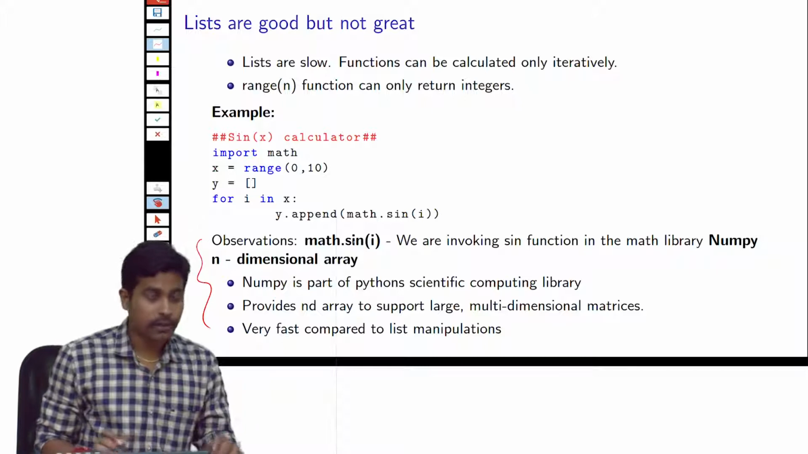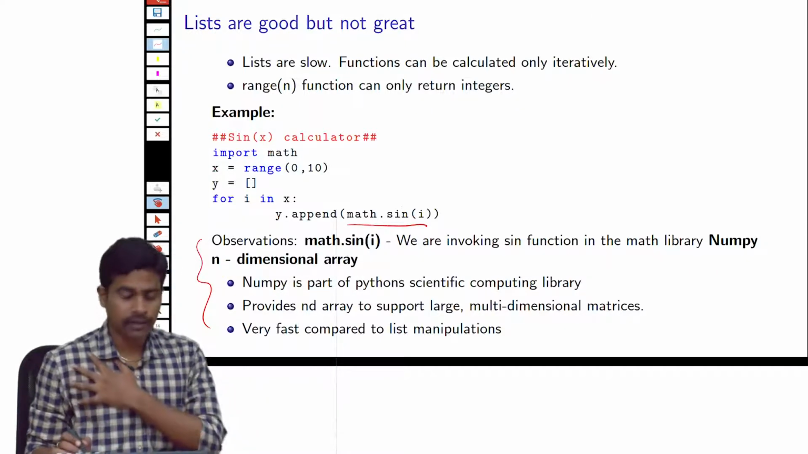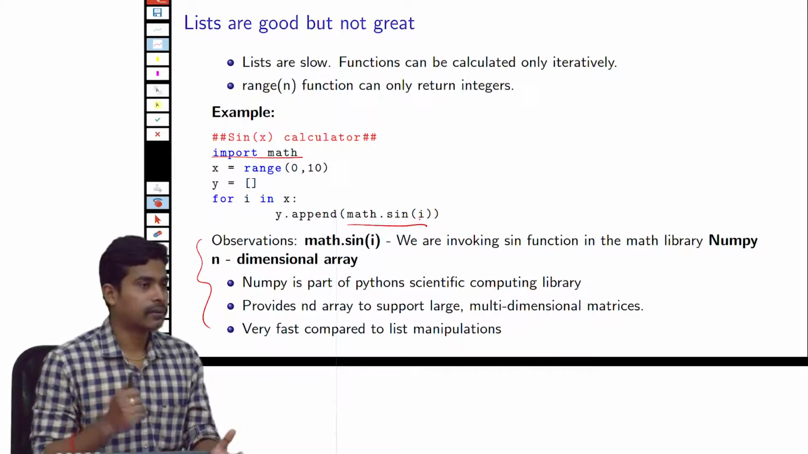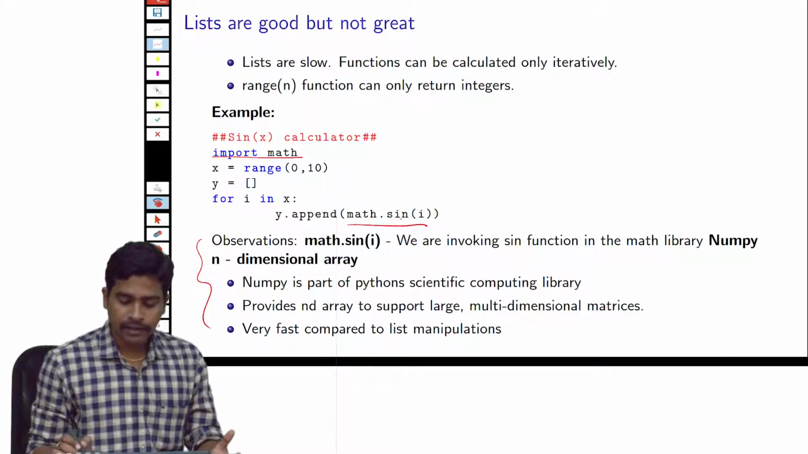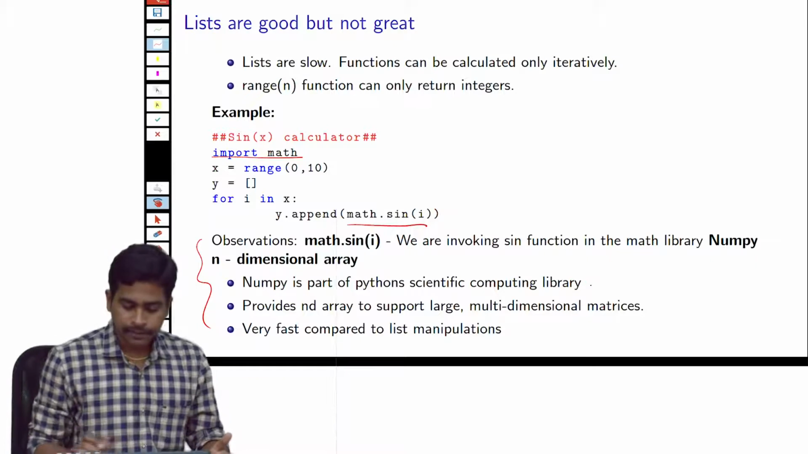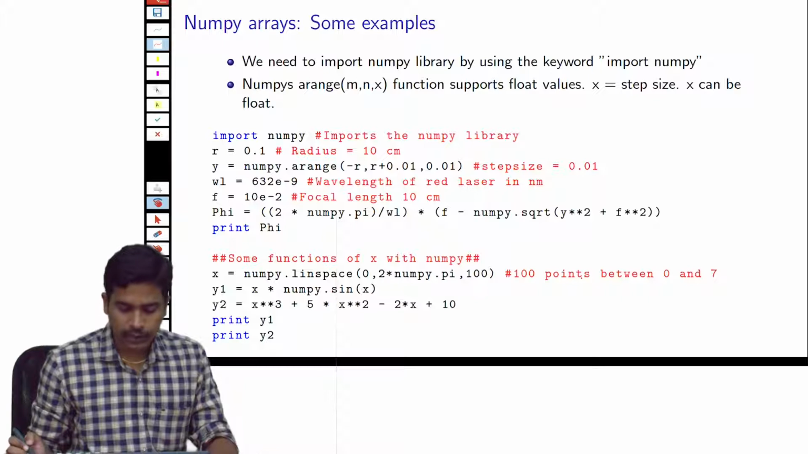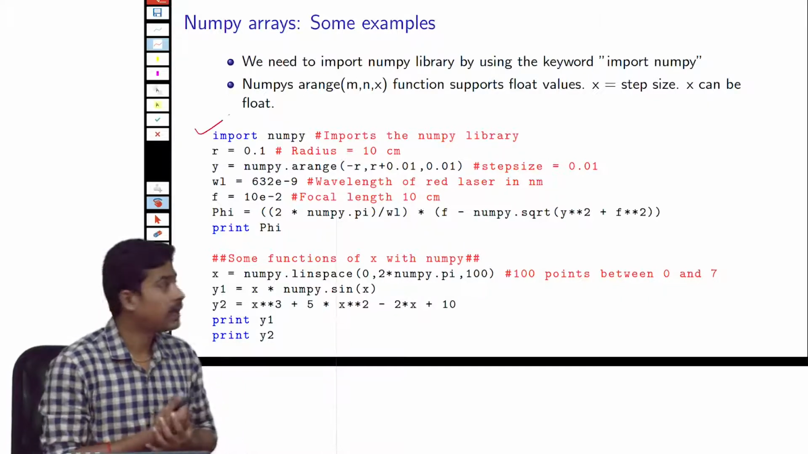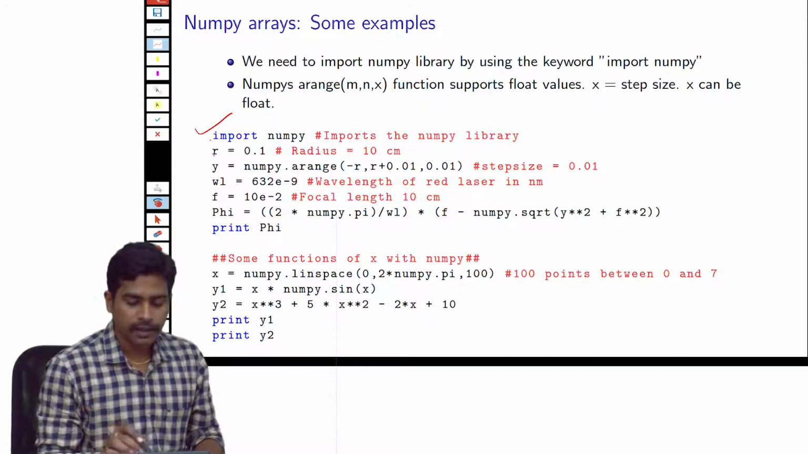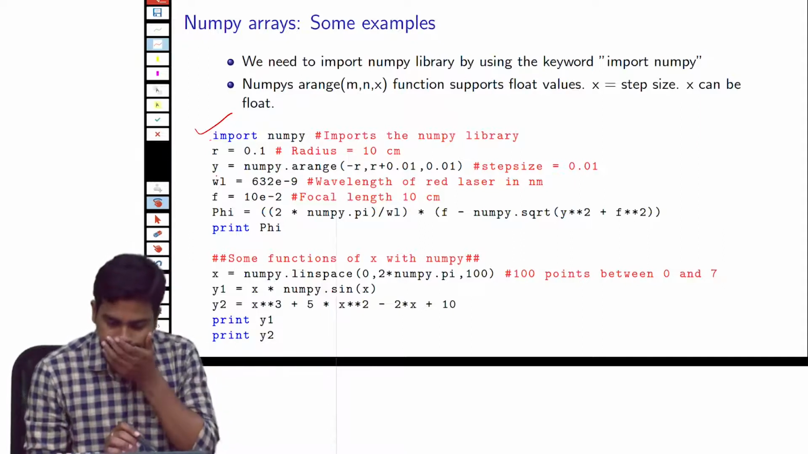These are the observations I want you to make at this point. To calculate the sin value, we have to import math from the library, and math.sin will calculate the value of the sinusoid function for all these values. Now let's see how we do the same thing using a NumPy array. For this, we first import the package using the command import numpy.